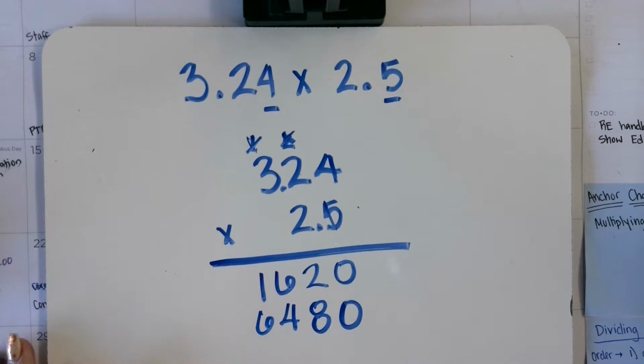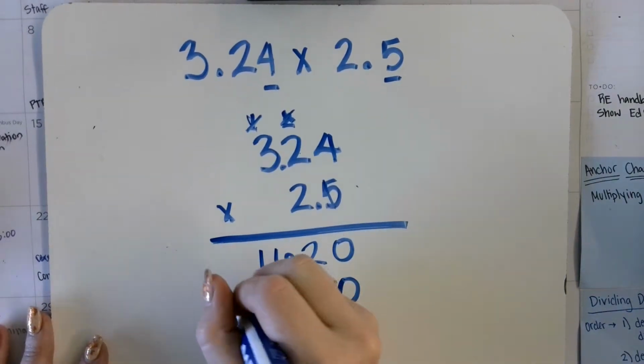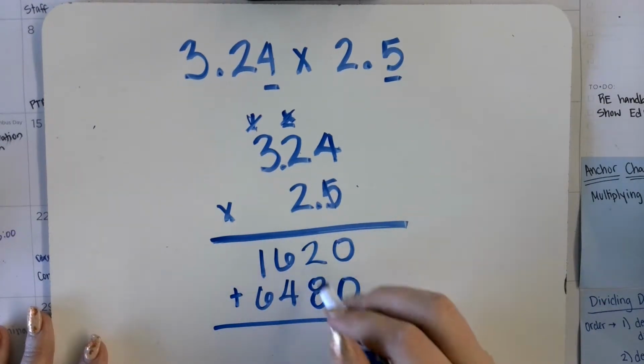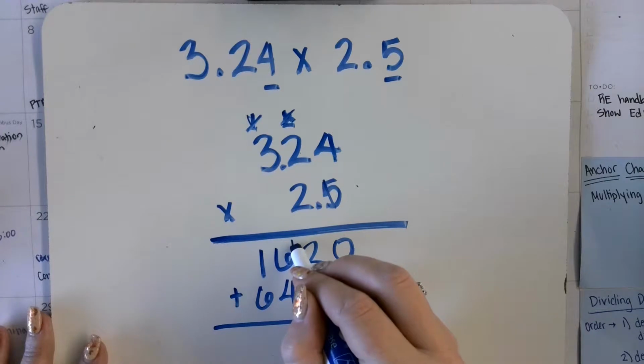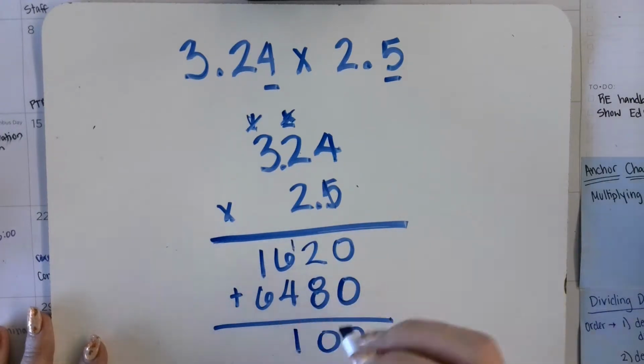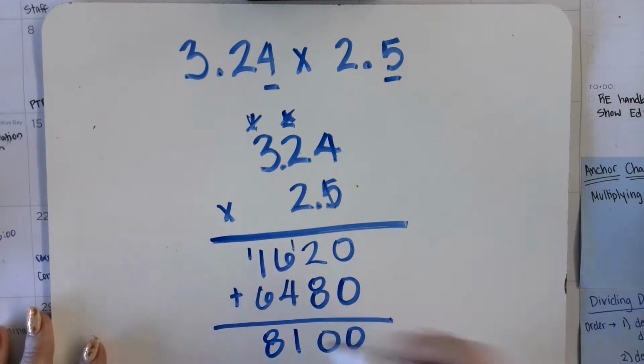So we've got 2 numbers now. And we're going to add those 2 numbers together. 0 plus 0 is 0. 8 plus 2 is 10, carry the 1. 6 plus 4 is 10, plus 1 is 11, carry the 1. 6 plus 1 plus 1 is 8.